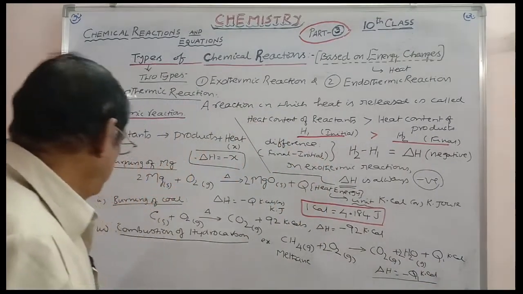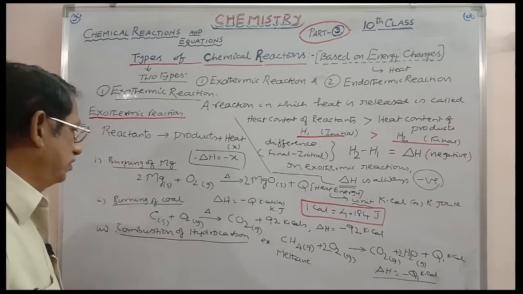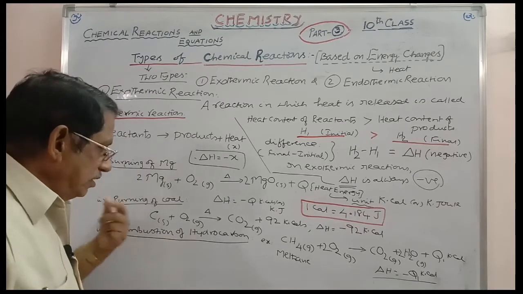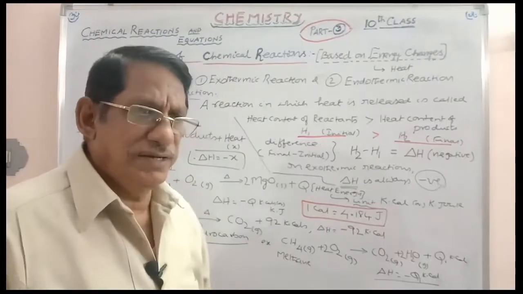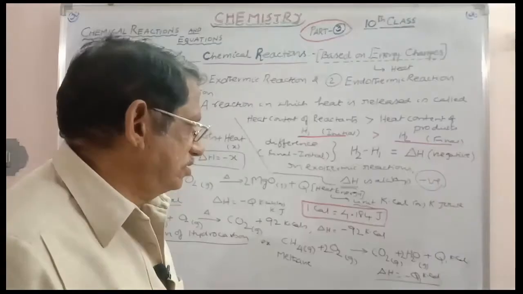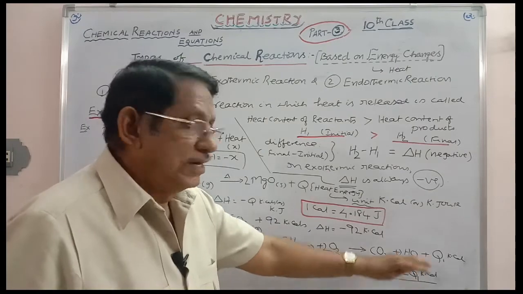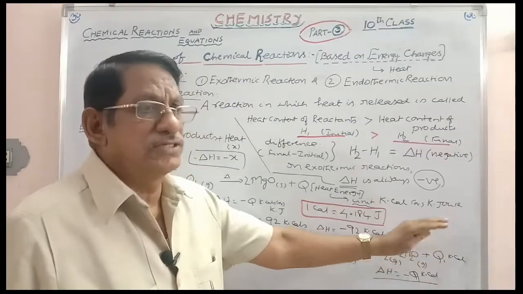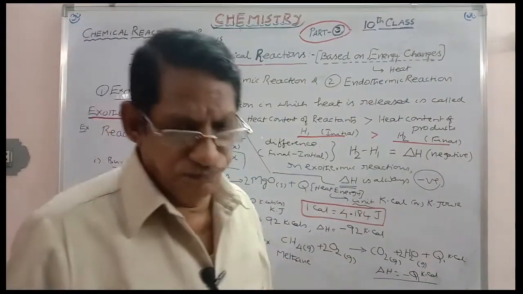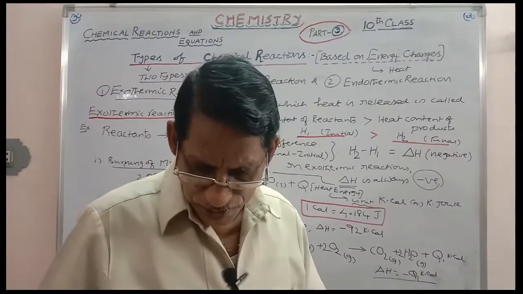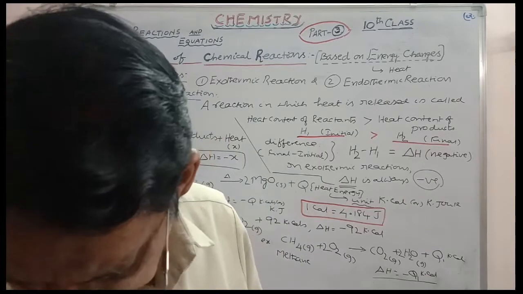In this way, you can take burning of magnesium, burning of coal, burning of any hydrocarbon. You can take methane, ethane, propane, or ethylene, benzene, any hydrocarbon. Upon combustion, always gives carbon dioxide plus water, and large amount of heat is released. All these are nothing but the exothermic reactions, right? All these are exothermic reactions.